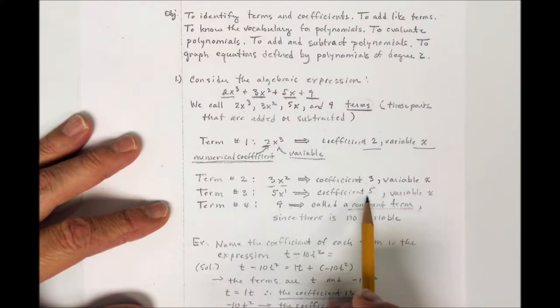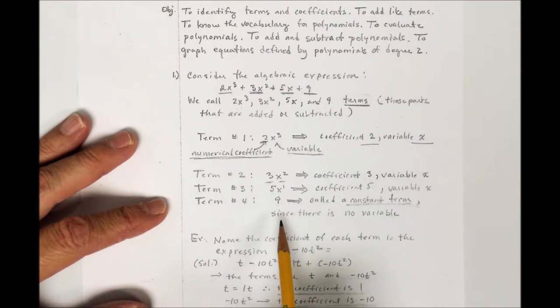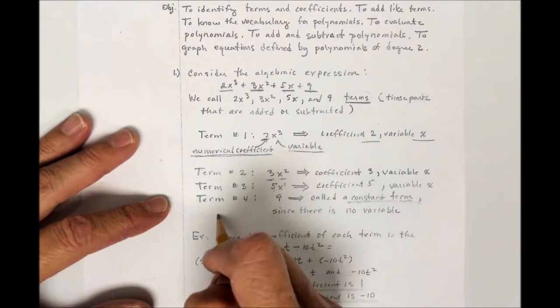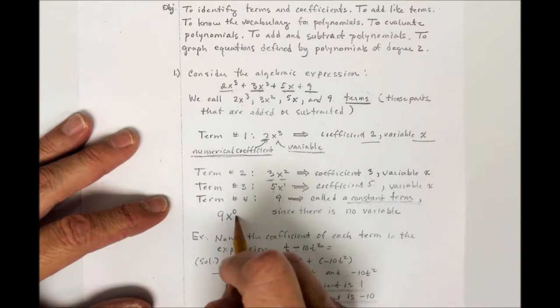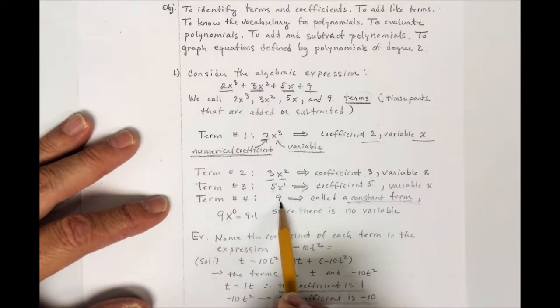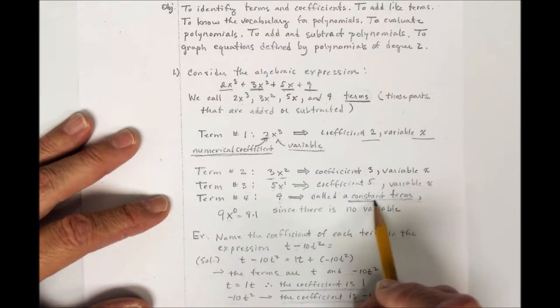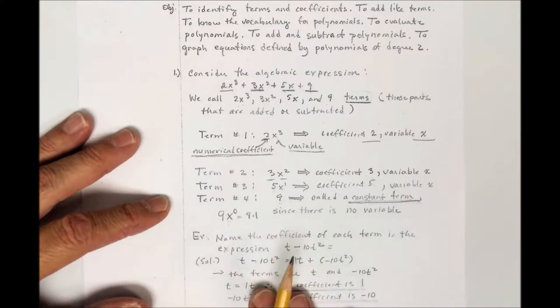Remember, the numerical coefficient is the constant factor. It's being multiplied, but it's a number only. And then we have 9. Now, technically, 9 is the same as 9x to the 0, because x to the 0 is considered to be 1, and that's just 9 times 1. So it looks like 9 is our coefficient and x is our variable. But because we don't typically recognize x to the 0 as being a factor there, we just think of 9 not as a coefficient, but as what we call a constant term, because there's no variable there. All right, I know technically we could think of it as a variable, but we're not going to go that route there.